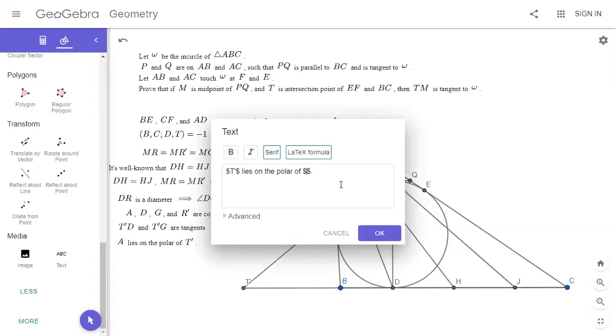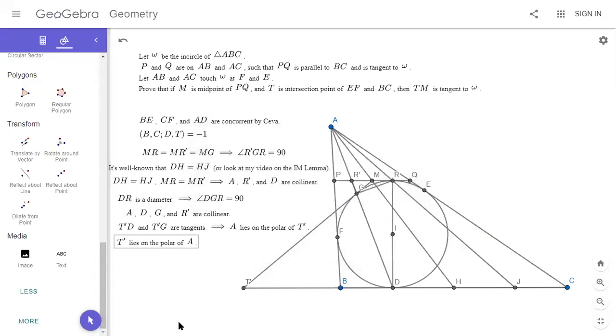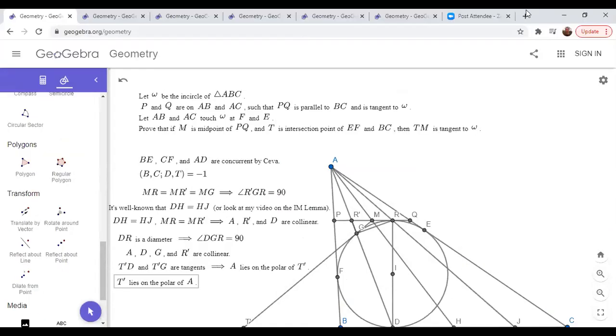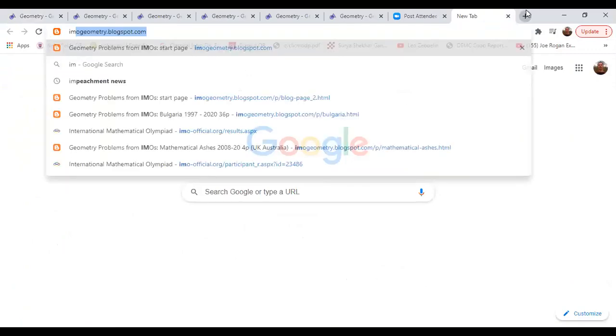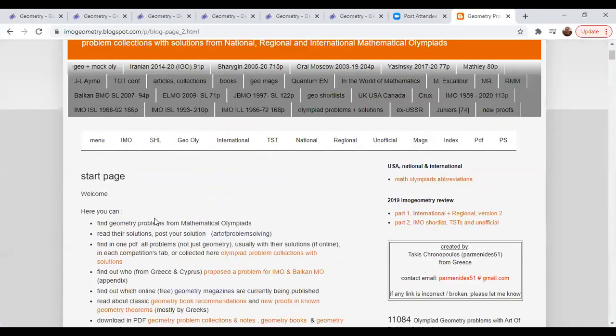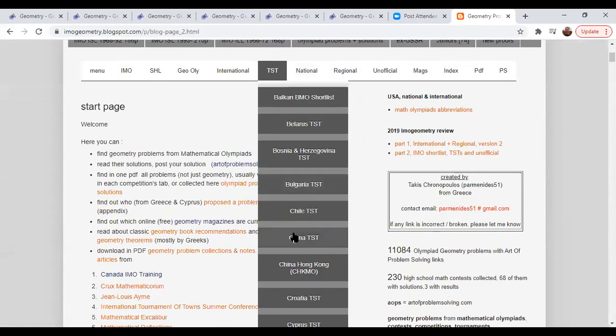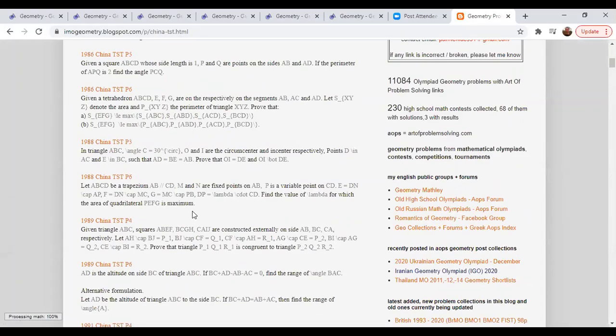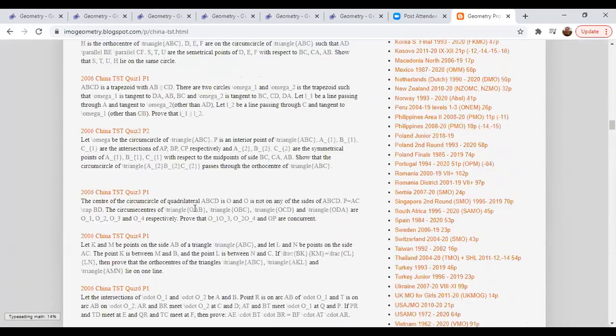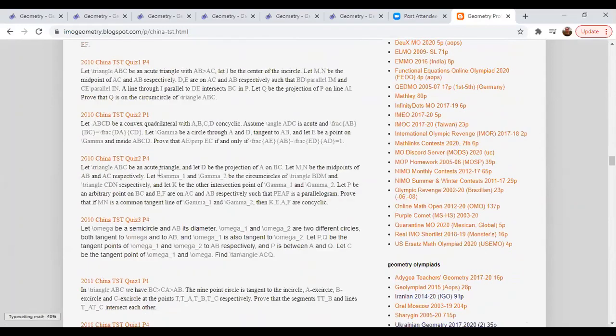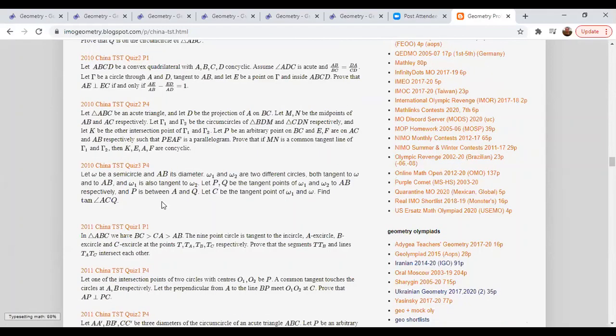How does the process of finding geometry problems go? So I use a certain website. I'm just going to show Loom very quickly. It's imogeometry.blogspot.com. And this really nice website has geometry problems from a whole bunch of different competitions. So if I wanted to look at China team selection test, for example, it has all the problems in geometry going back really far. So it's a really nice resource. So that's kind of how I go about finding the problems.